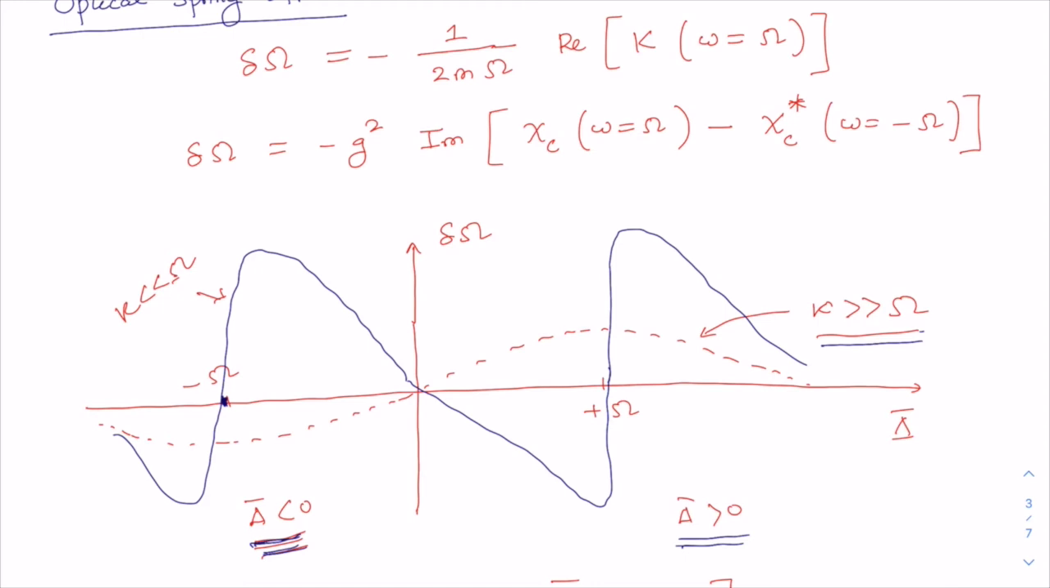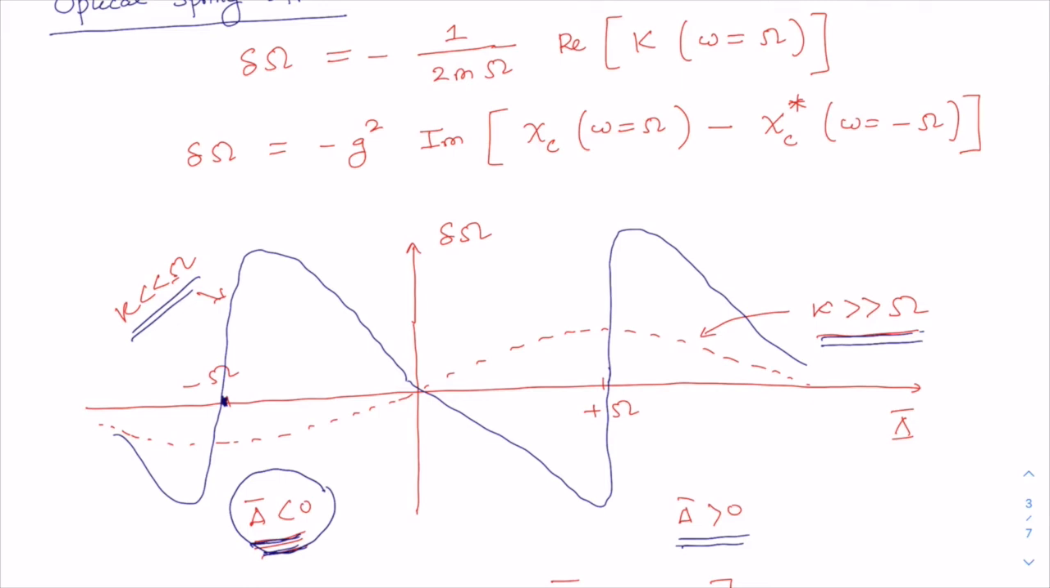And this is a problem because, as far as cooling is concerned, we know that delta less than zero is the domain where cooling is observed. If we try to cool harder, I'm talking about the regime when kappa is much greater than omega, if we try to cool the mechanical oscillator harder, we'll have to increase the intensity, and in that case the spring will get softer and softer, and that will result in instability. This issue can be circumvented if we go over to the other regime, the resolved sideband regime, and here this optical spring effect can be avoided.